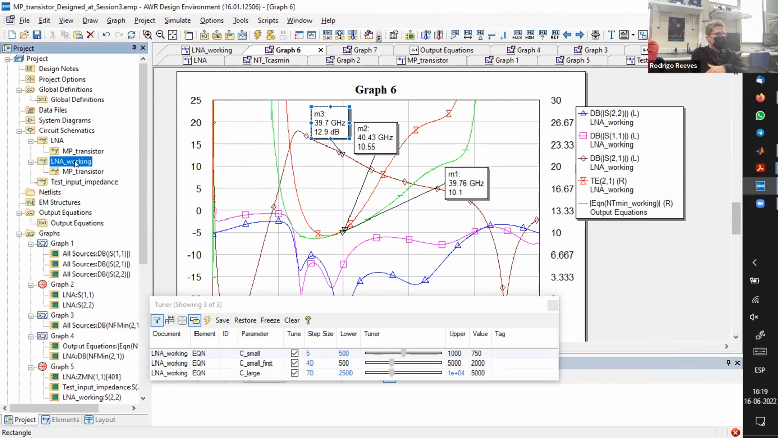We could maybe switch to my screen now. Can you share the screen? What is the design requirement, Mikko, in terms of bandwidth, for example? For this design, we started from looking at the paper, so we designed an amplifier covering 26 to 40 gigahertz. So I guess that would be our target.